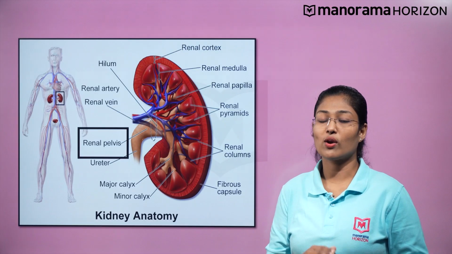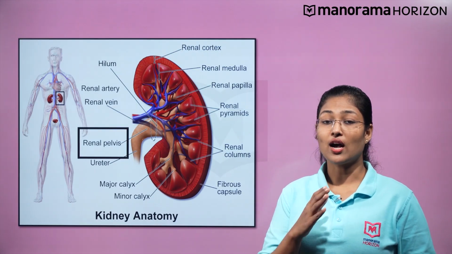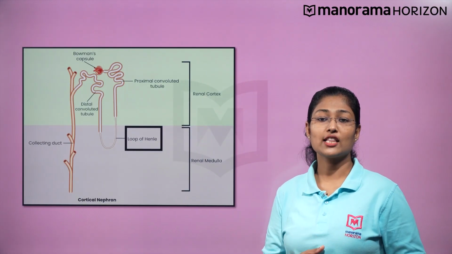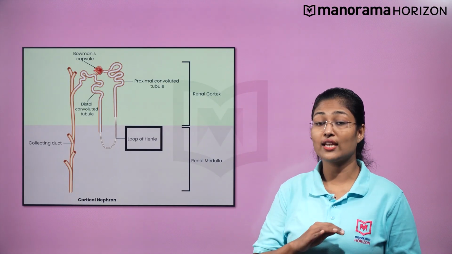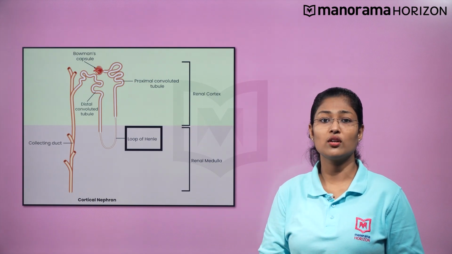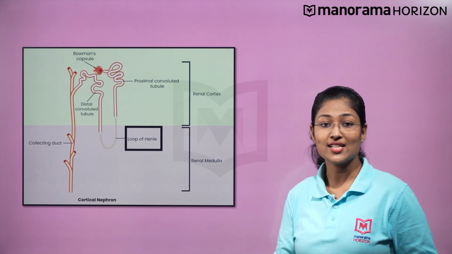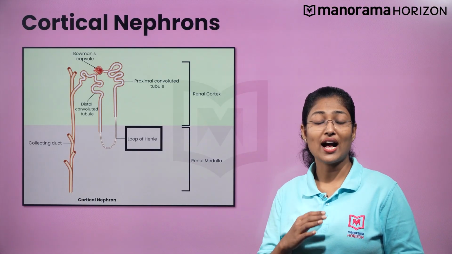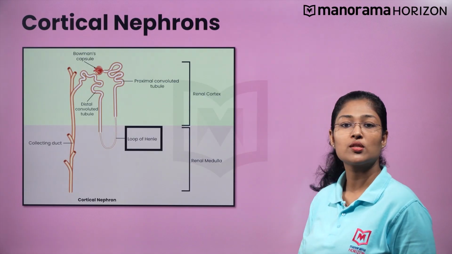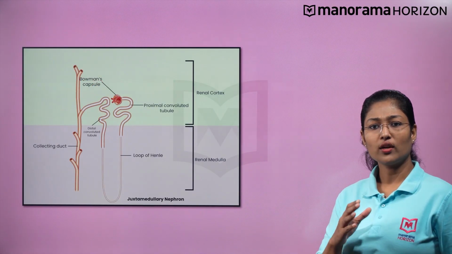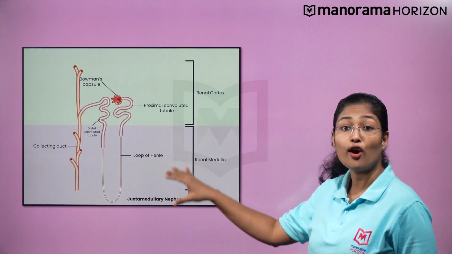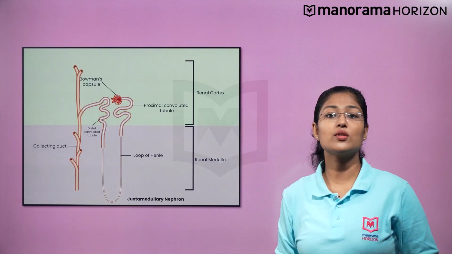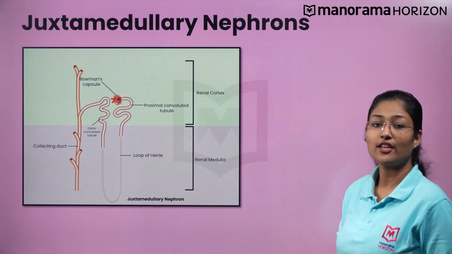So let me ask you a question. Are nephrons of different types? Yes. What if the length of the Henle's loop is small and not extended to the medullary zone? Such nephrons are known as cortical nephrons. Vasa recta are absent or highly reduced in the cortical nephrons. My next question is, what if the Henle's loop is long and runs deep into the medullary part? Such nephrons are known as juxtamedullary nephrons.